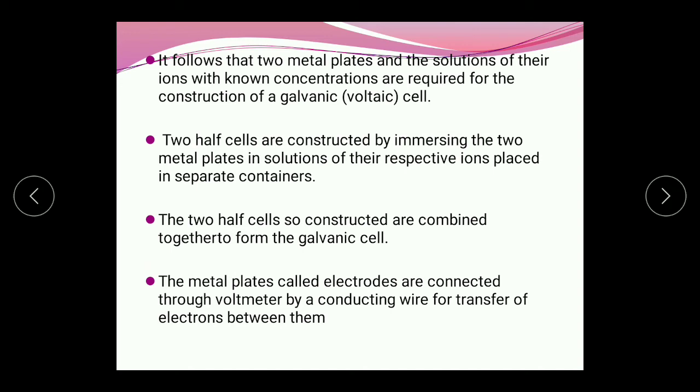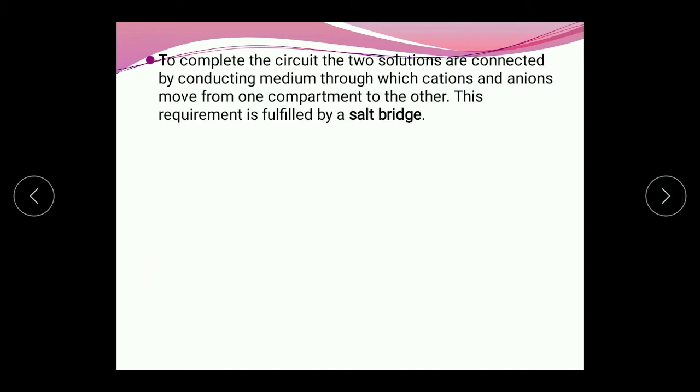Now we have to connect the two solutions to complete the circuit. To complete the circuit, the two solutions are connected by a conducting medium through which cations and anions move from one compartment to the other, and this requirement is fulfilled by a salt bridge. So a new word, salt bridge. That means these two containers are connected by using a salt bridge. So we are going to learn about the salt bridge.